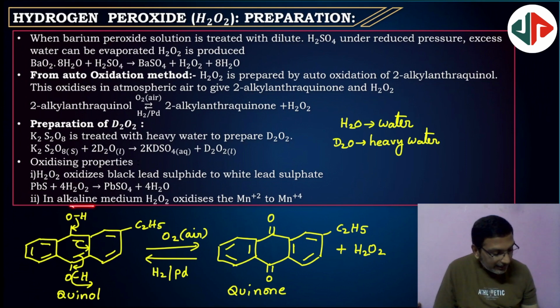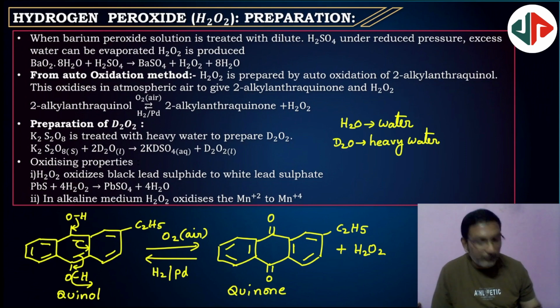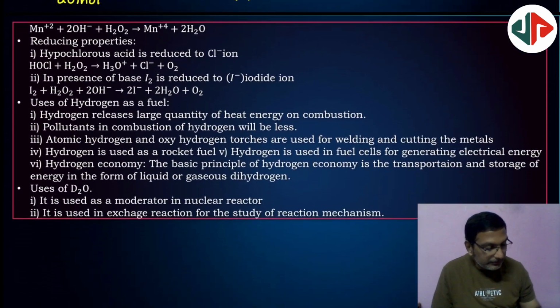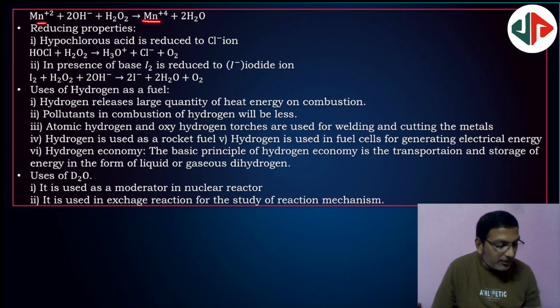Next, in alkaline medium, H2O2 oxidizes Mn2 plus to Mn4 plus. That is a 2 plus to 4 plus oxidation. Next, reducing properties: hypochlorous acid to Cl minus ion. In hypochlorous acid, Cl is in the plus 1 oxidation state.